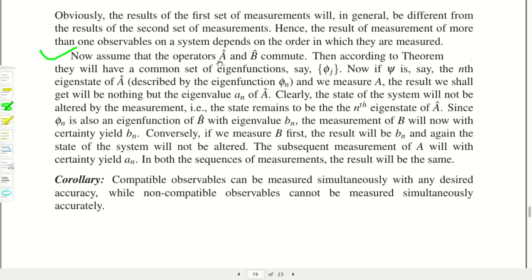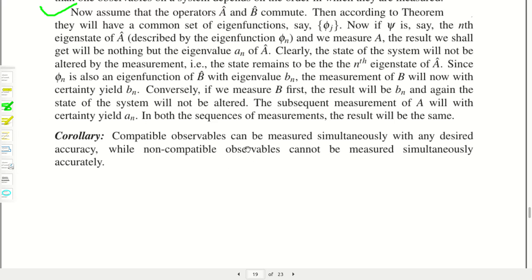So if you first measure the A operator on psi, then you measure the B operator, the final eigenvalues will be An and Bn with the eigenfunction phi n. And in the reverse case, the result will be the same. So the measurement is very much certain when the operators are commuting operators.